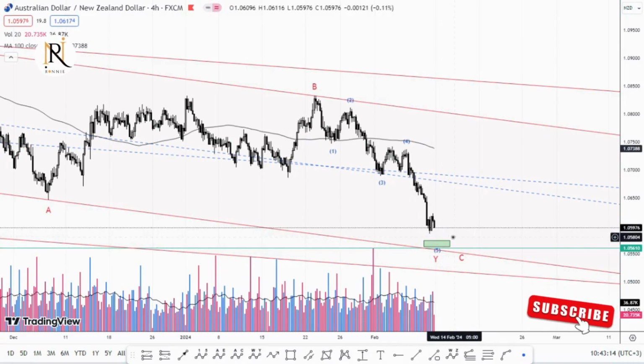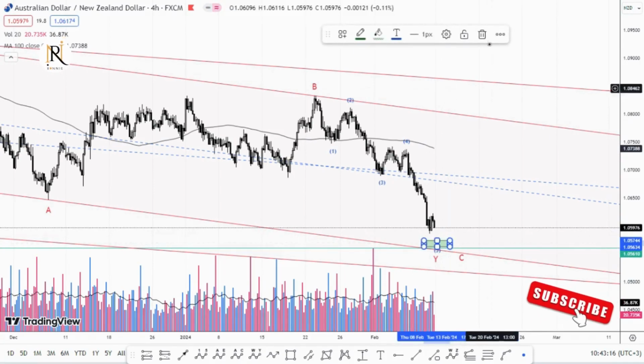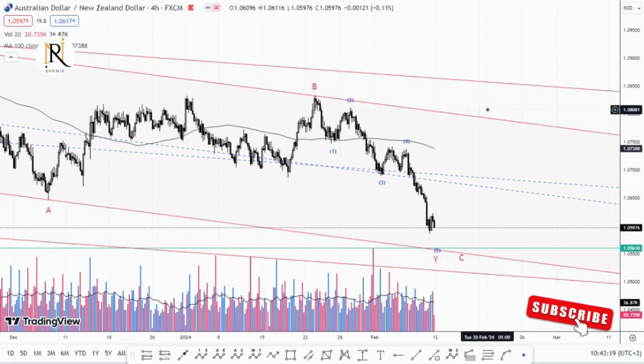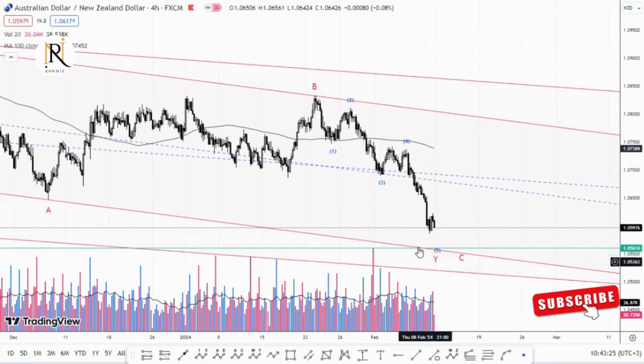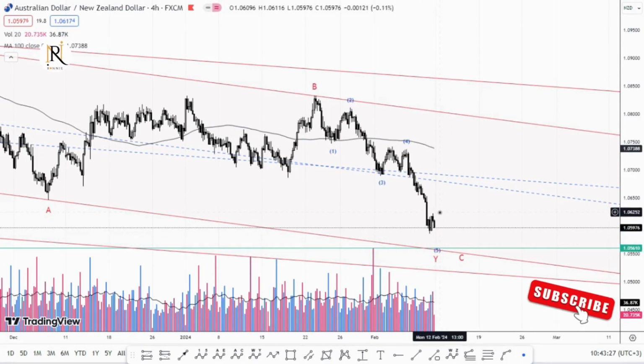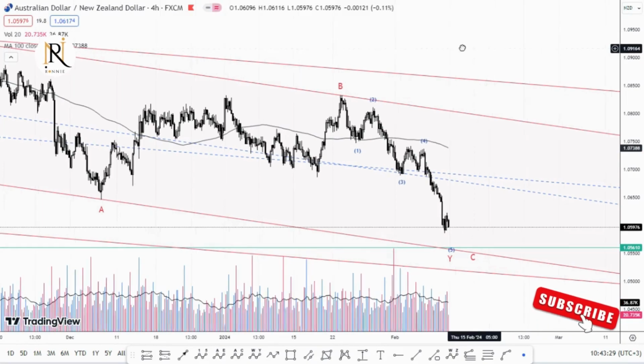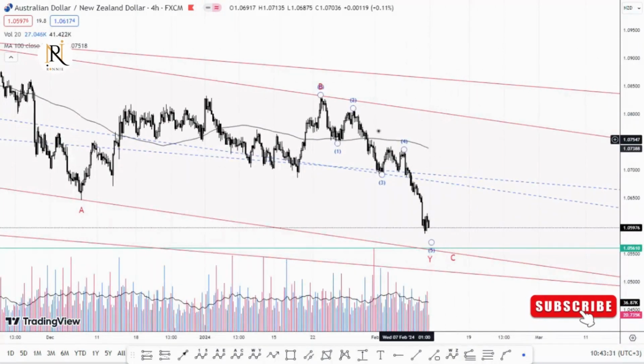So this is where we expect at least wave 5 to be ending, around this point. And how are you going? The most important question is, how are you going to catch a good reversal?